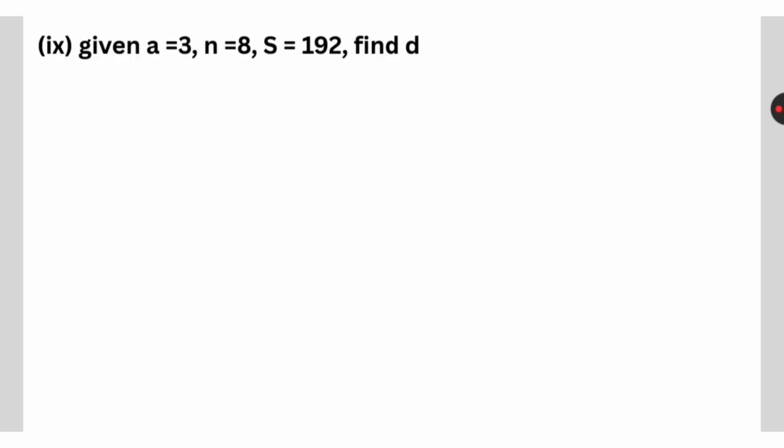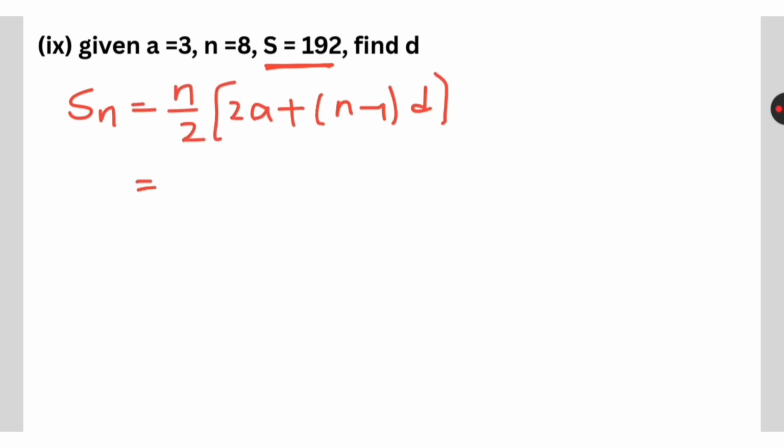Here the given a is 3, n is 8 and s is 192. We need to find d. The sum of the terms is 192, so let's use that formula. S in the formula is n over 2 times (2a plus (n minus 1) times d). Here the sum of the terms is 192. So what is n? n is 8. So let's write n as 8.